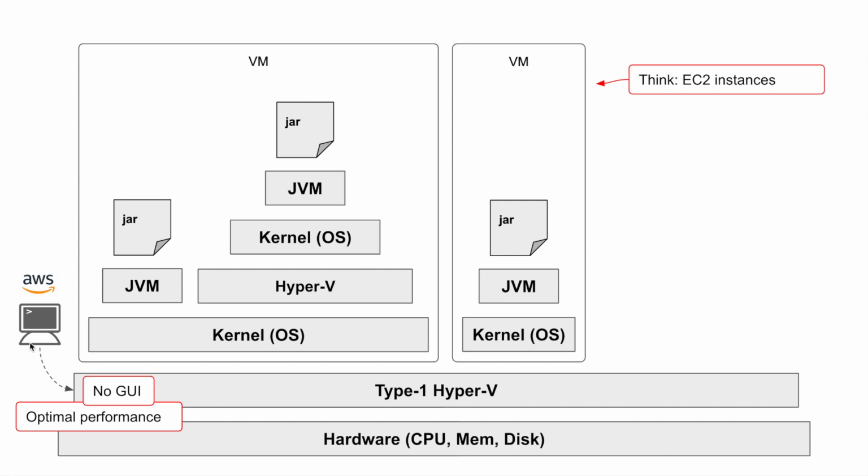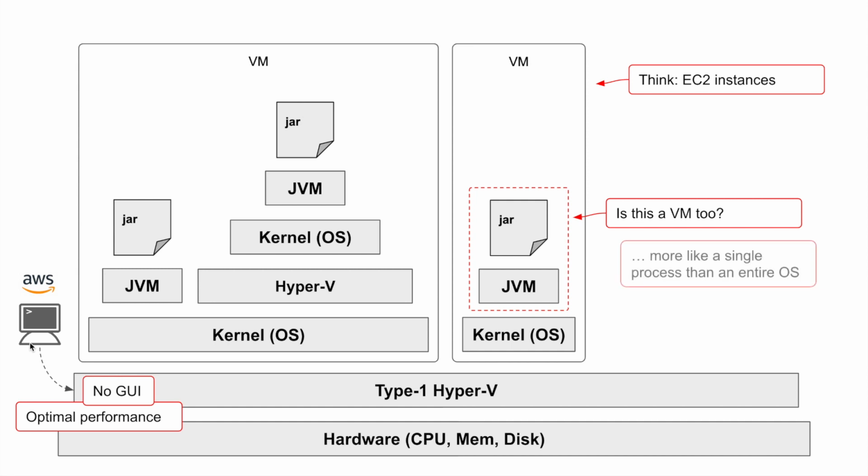So we talked about virtual machines here, but if we look closely at the diagram, the words virtual machine appear in another part, the JVM. And once we notice this, we ask ourselves, is this a virtual machine too? And the answer is obviously no. It doesn't include an OS, doesn't include a kernel. In fact, the JVM is a lot more like a single process than an entire OS. And in that sense, the JVM resembles a container more than it resembles an actual virtual machine.